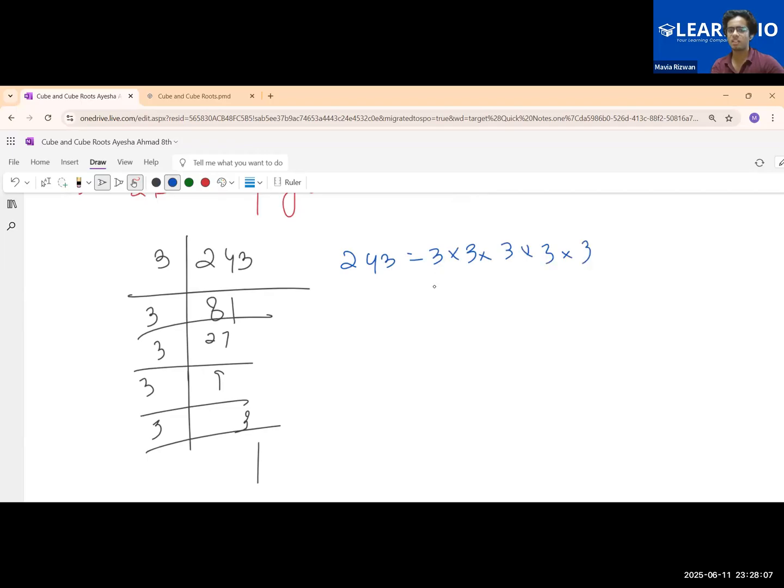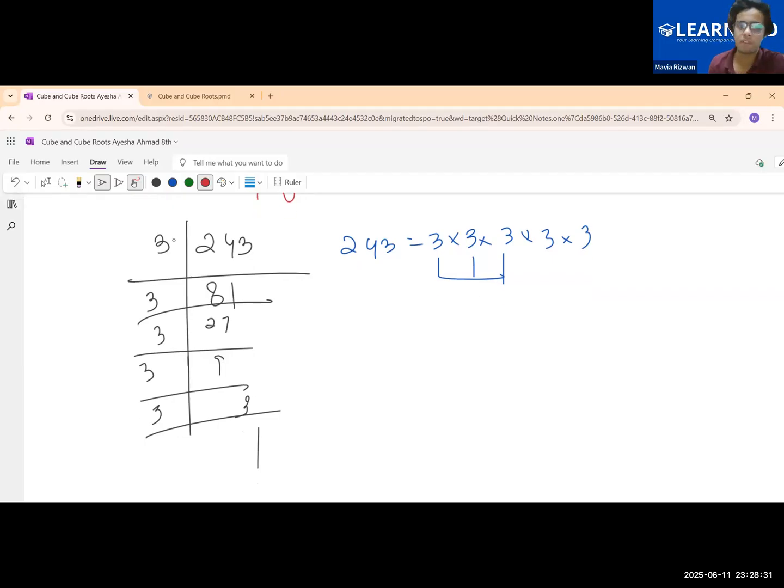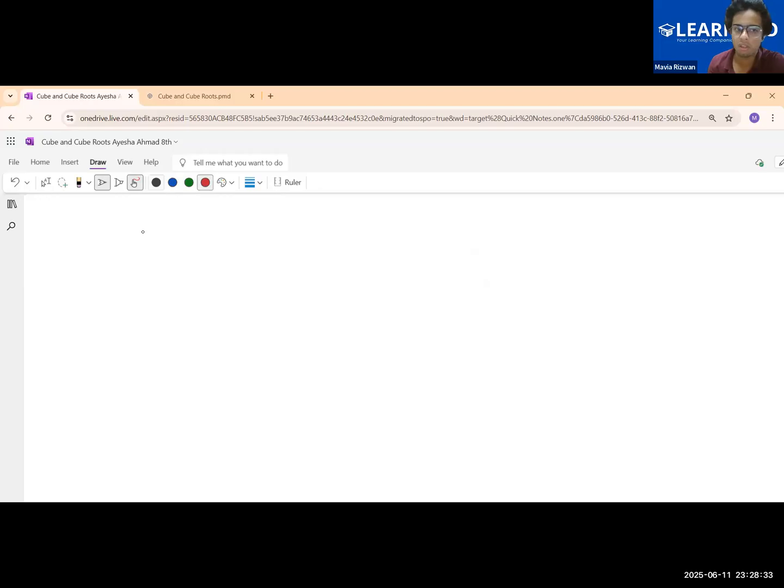Now, actually, we can see that in cubes we make triplets. Sorry, in squares we used to make pairs; in cubes we'll make triplets. So this is one triplet of 3. Now this is left, not making a triplet. There are only two 3s, so this is not a perfect cube. Got it? Okay.